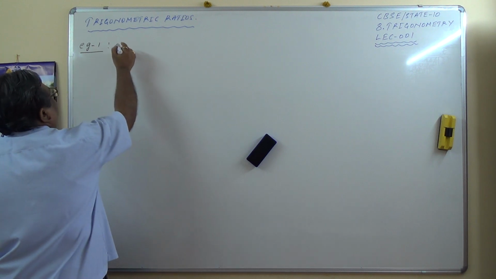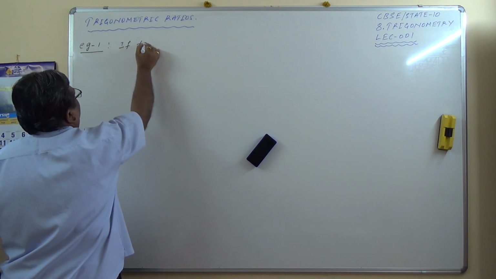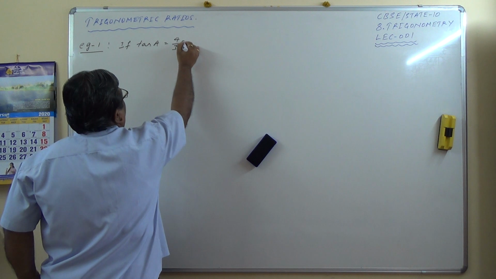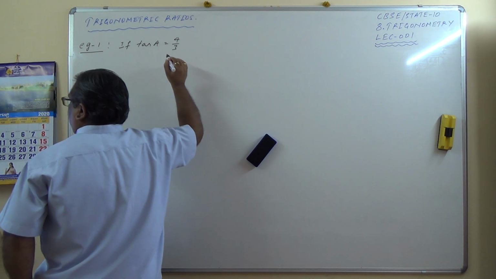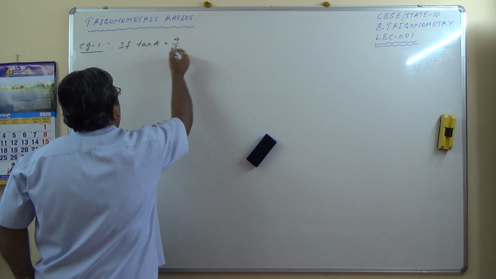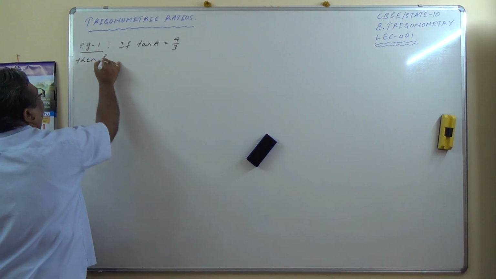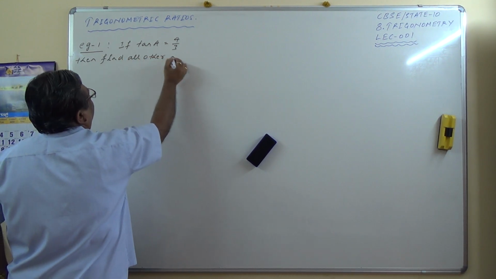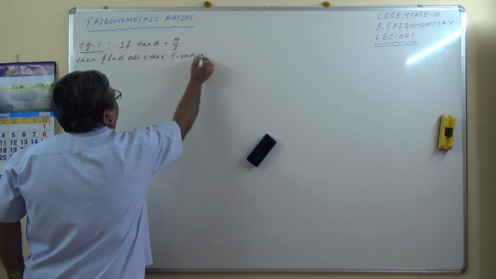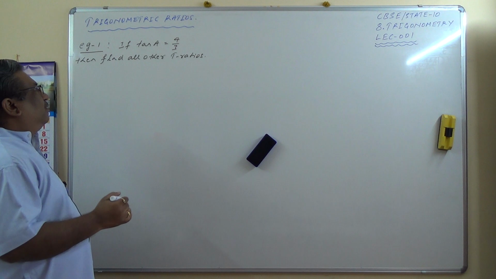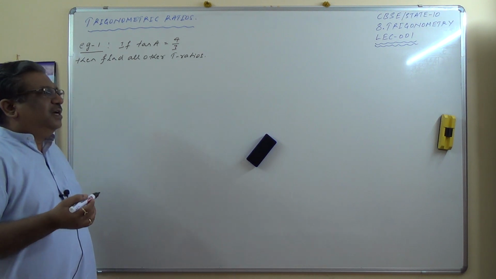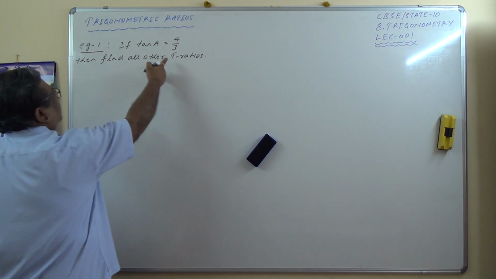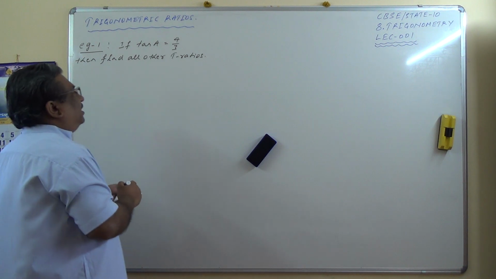If tan A equals 4 by 3, find all other t ratios. What are t ratios? Trigonometric ratios. Do not write only the short form, okay? Don't write short forms. All this is trigonometric ratios. Here I am taking a little shortcut. If tan A equals 4 by 3, then find all other trigonometric ratios.